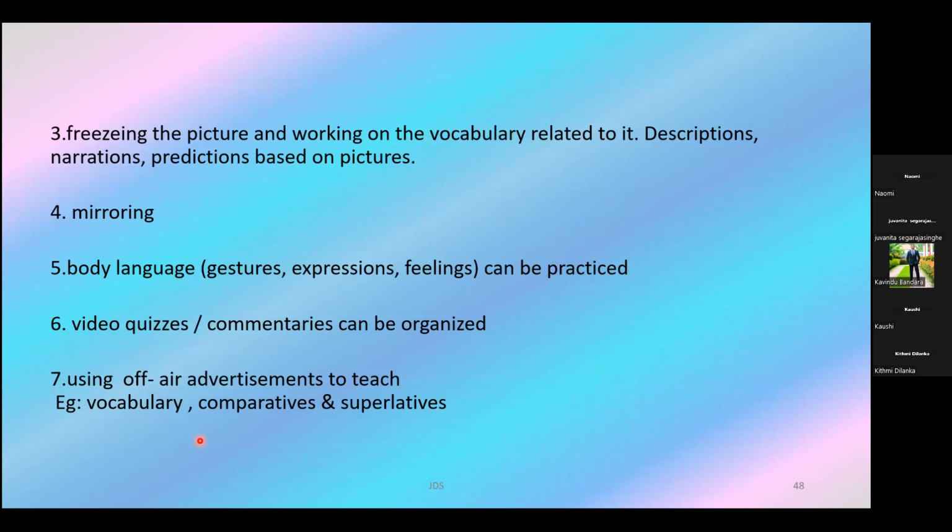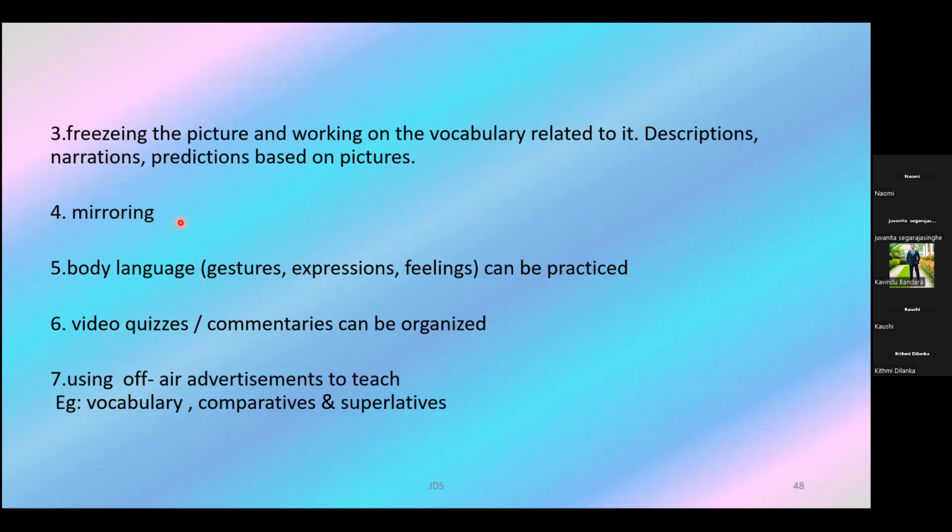Freezing the pictures and talking about vocabulary. If we want to teach words or descriptions of people, you freeze the picture and lead a discussion about the objects that are found in that place, or maybe the emotions experienced by the character. Right? So a video can be utilized in different ways.